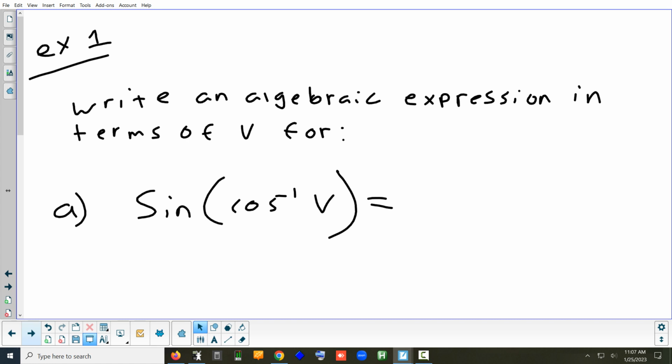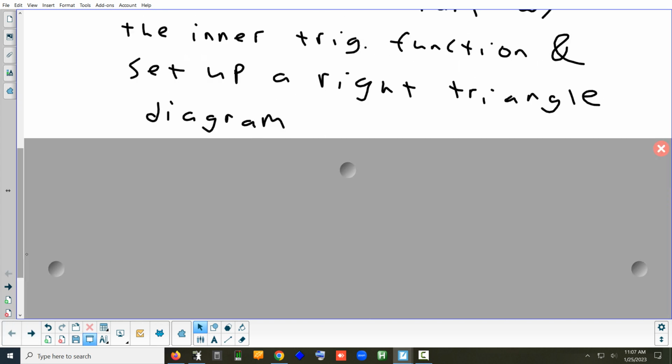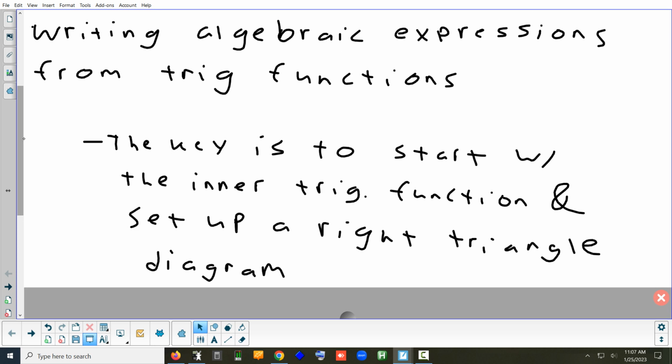And you have inverse trig on the inside. My hint is going to be to start with that trig function that's on the inside, and we're going to set up a right triangle diagram. In fact, I did this to figure out one of the homework problems that someone asked me about. I think the question in the homework said something like inverse cosine of negative root 3 over 2, and they wanted me to figure that out.